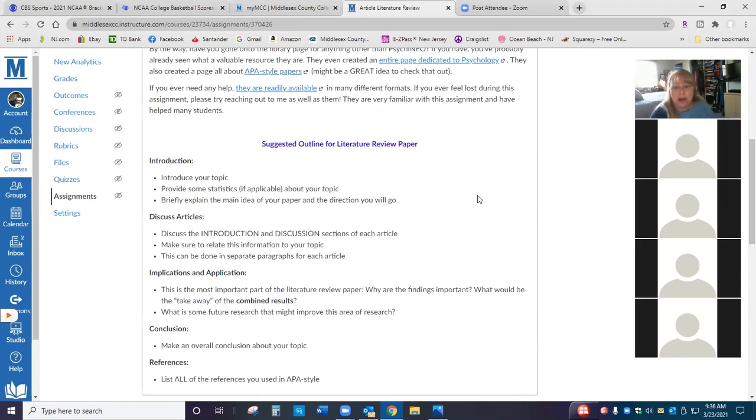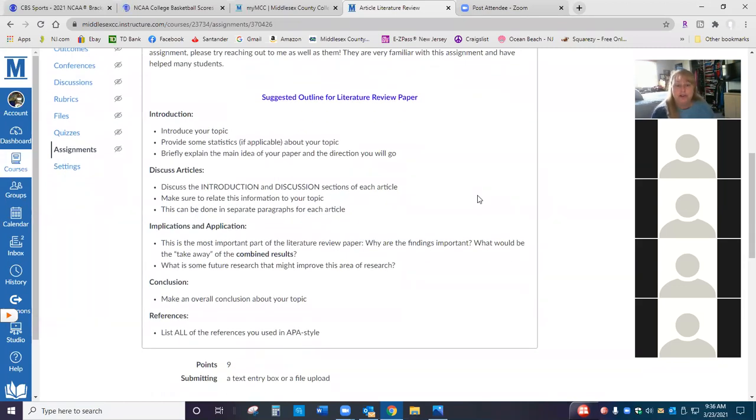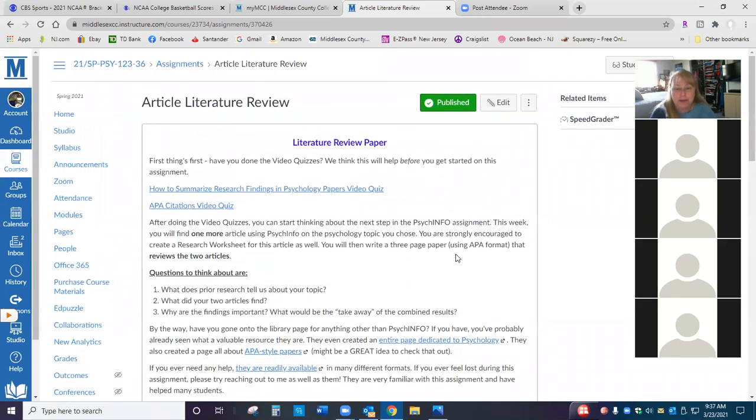So here's a suggested outline for your literature review paper. You start with an introduction, which is basically explaining why you're doing this paper. Then you're going to talk about the introduction and discussion sections from your research worksheet put together. Then you're going to talk about implications and applications, which is, why are these findings important? What would be the takeaway from these results? What are some future research that might improve this? Then your conclusion and your references, APA style. You lose points right away if your APA style is wrong. Questions about this so far?